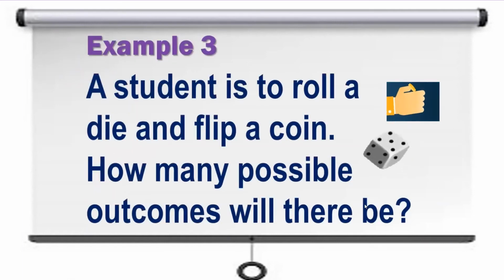Now, let's combine the coin and the die. A student is to roll a die and flip a coin at the same time. How many possible outcomes will there be? Make your guess again, or you can also apply the rule from a while ago about exponents. Can you do that? So take note that a coin has 2 sides and a die has 6.